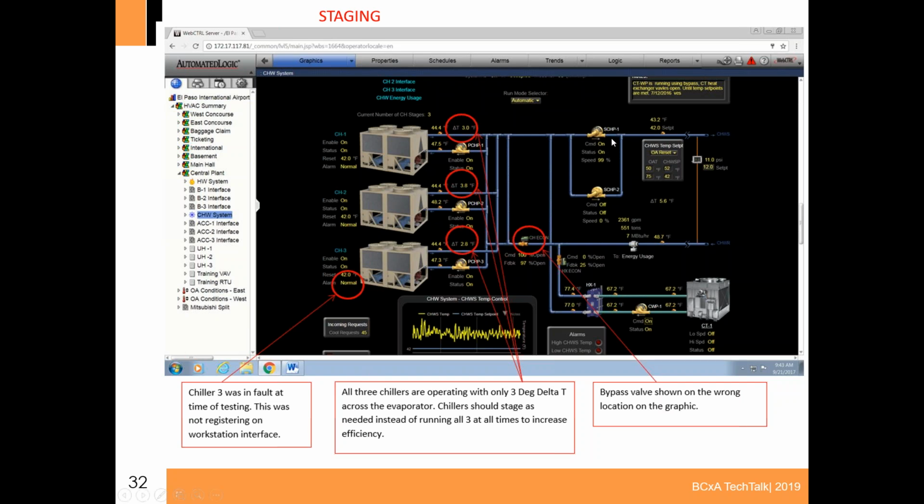So you can use that design, which later becomes the submittals, to verify the graphics and say, look, the points list shows that the chilled water return temperature is supposed to be on the graphic and you don't have it there. You need to put it there.